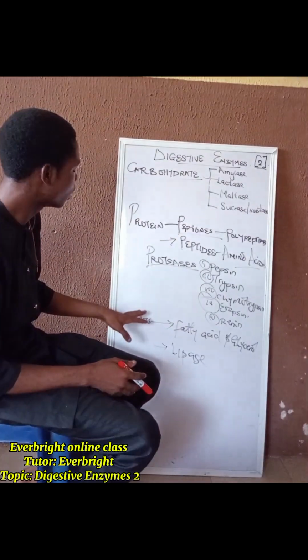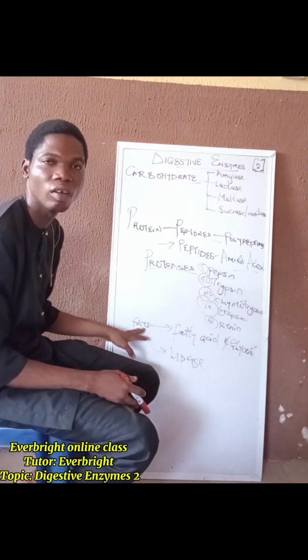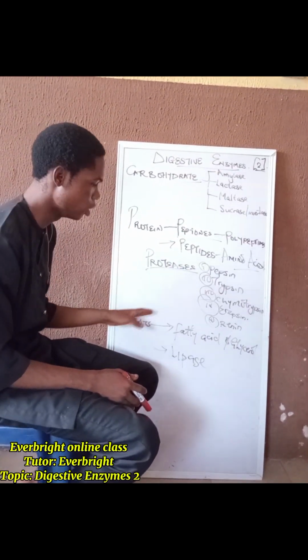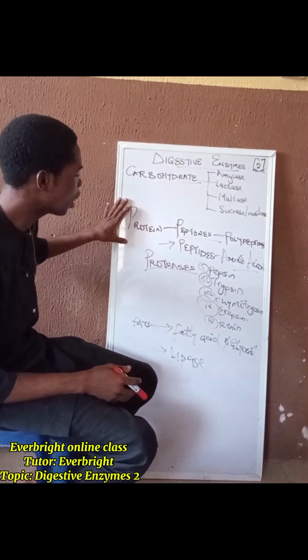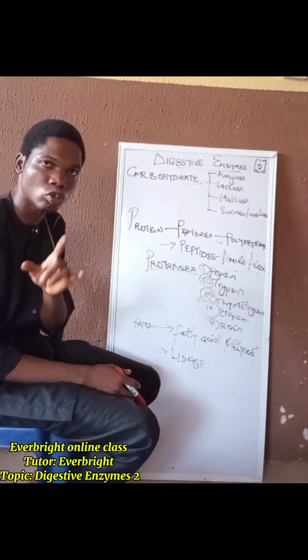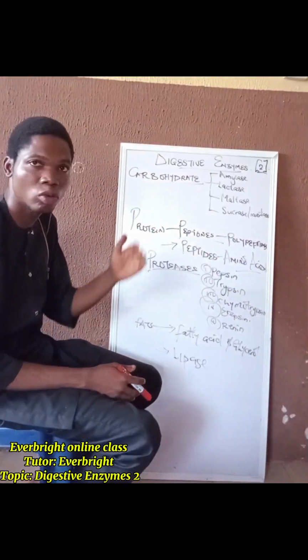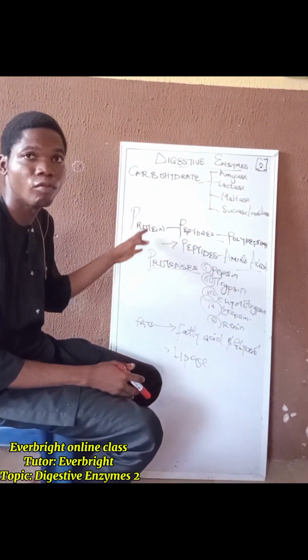And that is why the breaking down of fat starts from the mouth down to the stomach. But the breaking down of protein starts from the stomach. It doesn't have any mechanical breakage, that is, it doesn't start from the mouth.